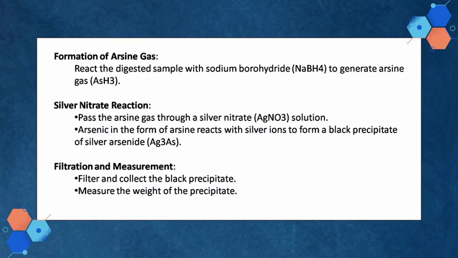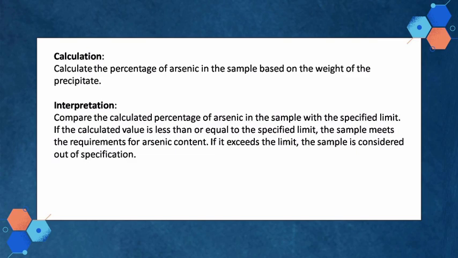Next is filtration and measurement. Filter and collect the black precipitate, and measure the weight of the precipitate. Next is calculation. Calculate the percentage of arsenic in the sample based on the weight of the precipitate.